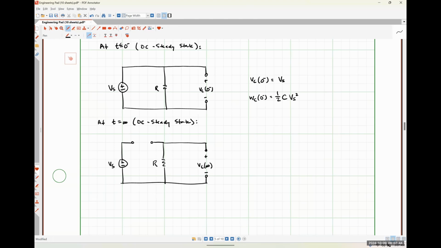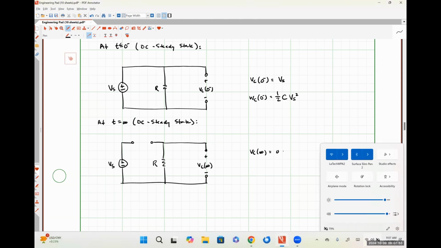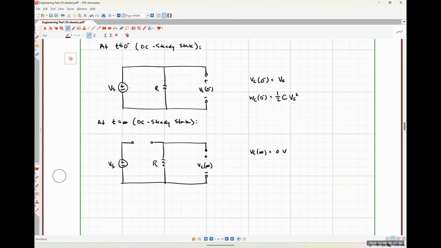So what should VC at infinity be? Zero. Because our source is disconnected, so our capacitor has been allowed enough time to discharge. That's what t equals to infinity literally represents, okay? So our energy stored at infinity must be 0 joules because there's no voltage drop across our capacitor.